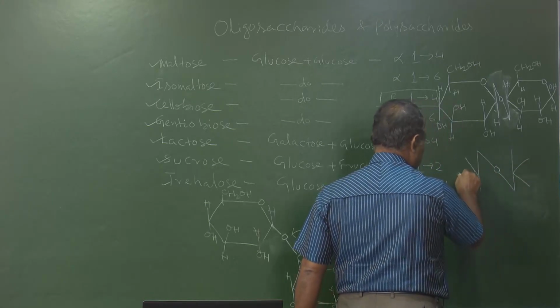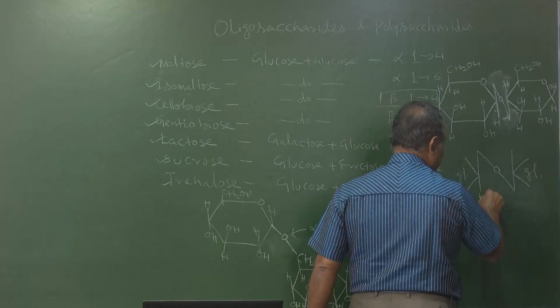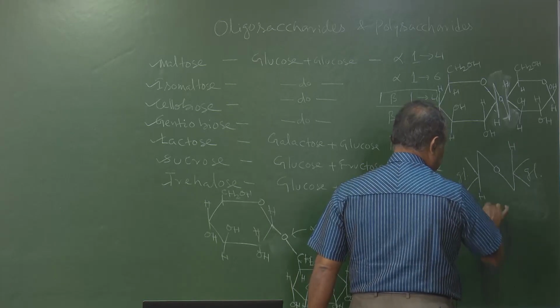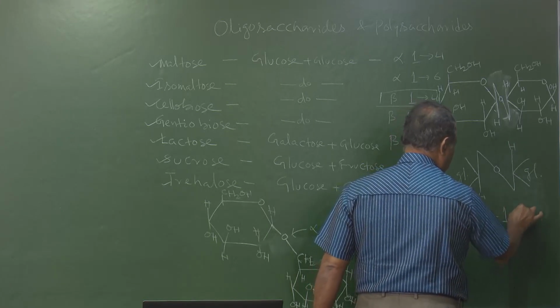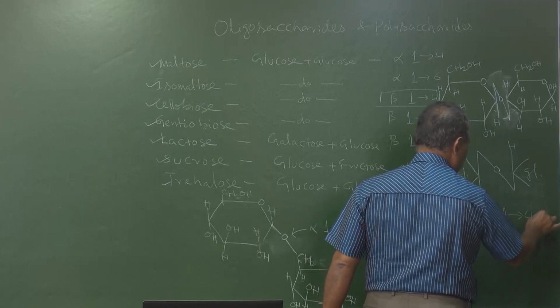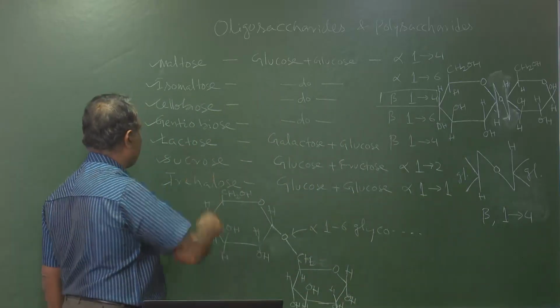Here is the glucose, remaining part of the glucose. Here the remaining part of the glucose. So this is hydrogen, this is hydrogen. So this is your beta 1,4 glycosidic linkage. So this makes the cellobiose.